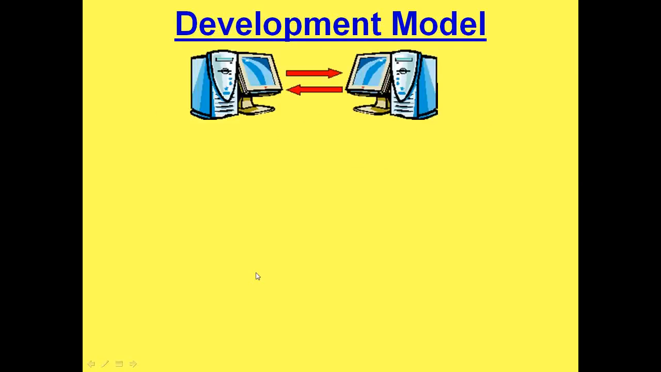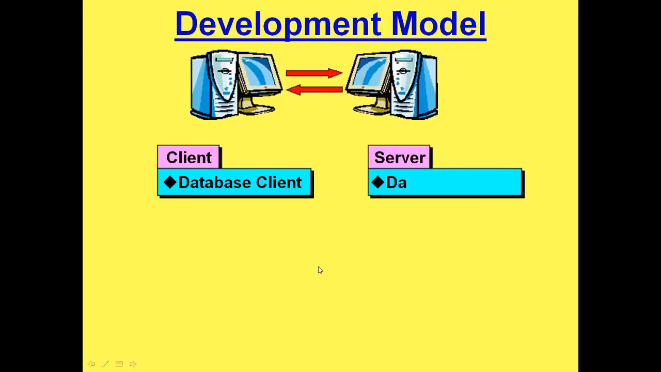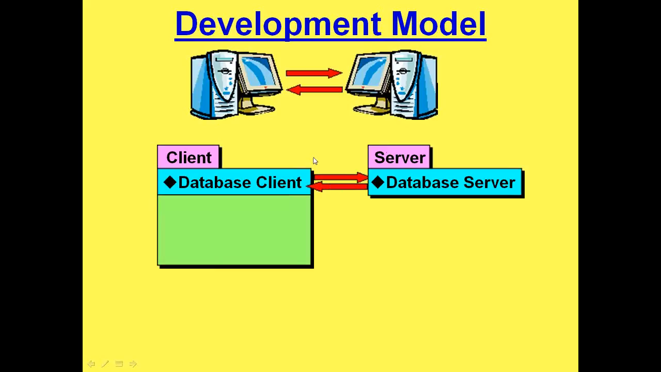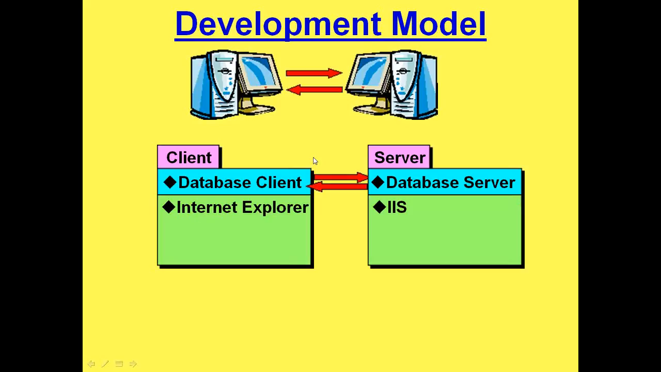The current development model is the client-server model. Client will send a request to the server. Server understands the request and sends an appropriate response to the client. An example of a client is Internet Explorer. The server we will use is IIS, Internet Information Server.